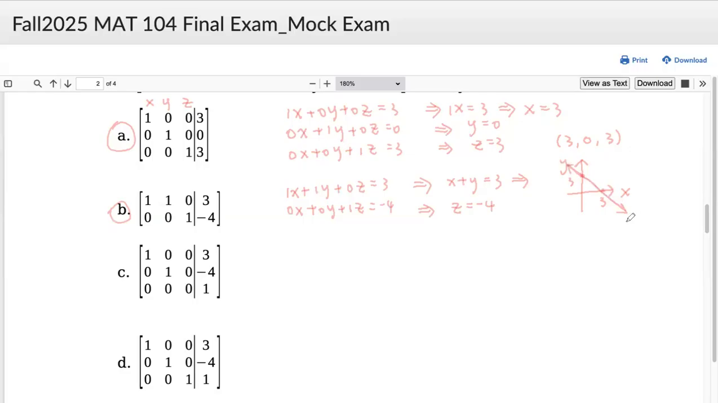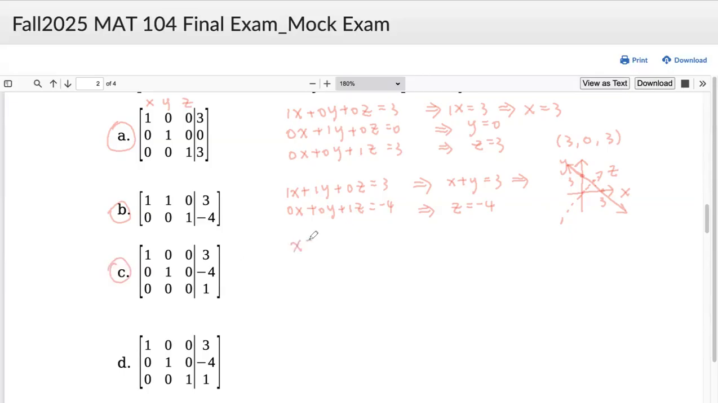How many points on this line? Infinitely many points. If we extend this to the third dimension, z is the z-axis. When the z value is -4, going through this -4, there is an xy plane, and this line is on that plane. So the second one has infinitely many solutions because there are infinitely many points on this line.